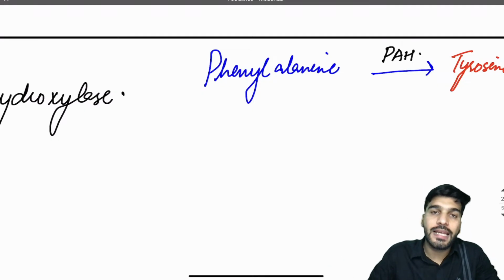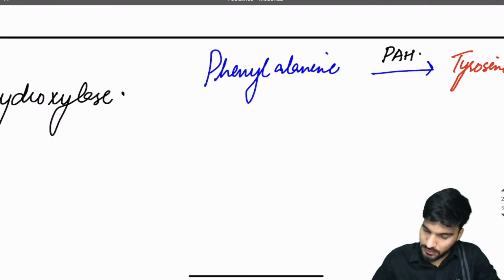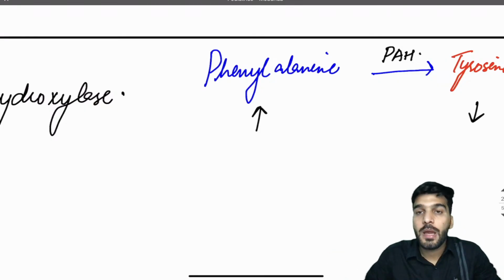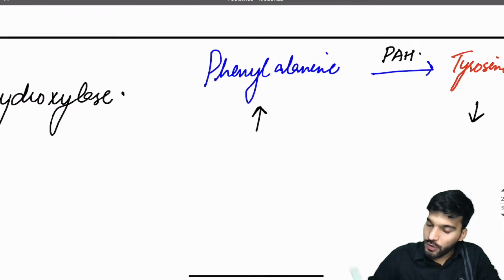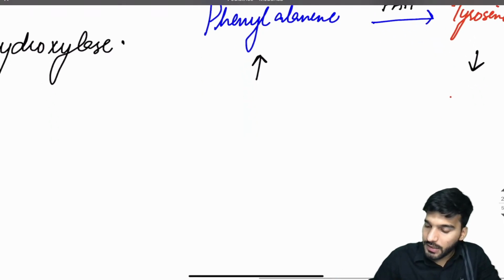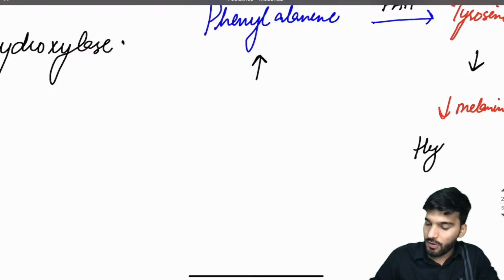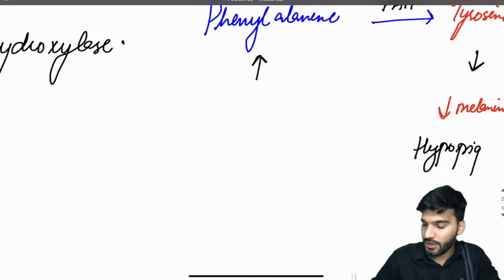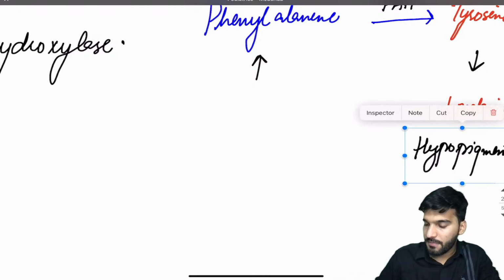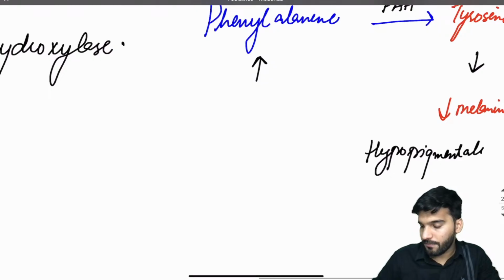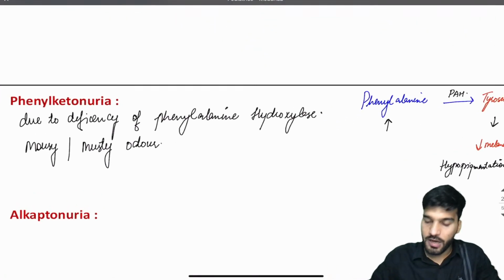Now if the conversion of phenylalanine to tyrosine is not done, what will happen to the levels of phenylalanine? They will be increased and tyrosine will be decreased. When tyrosine is decreased, what are the substances coming from tyrosine? We have melanin, catecholamines, T3, T4. So it will result in decreased melanin, and the patient can have hypopigmentation. Is that clear?